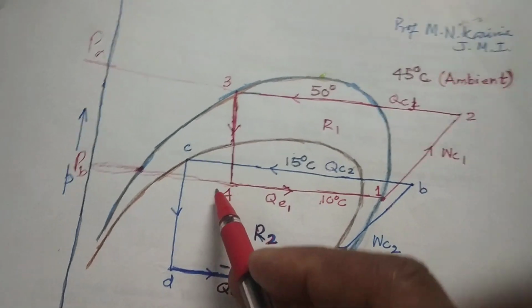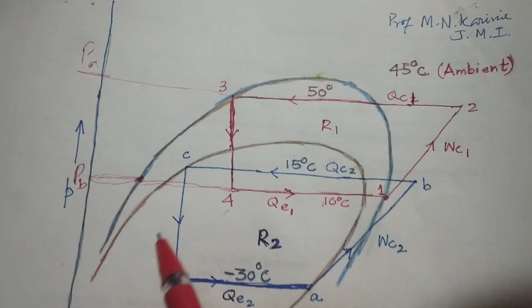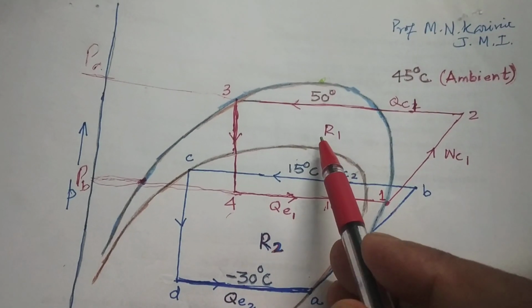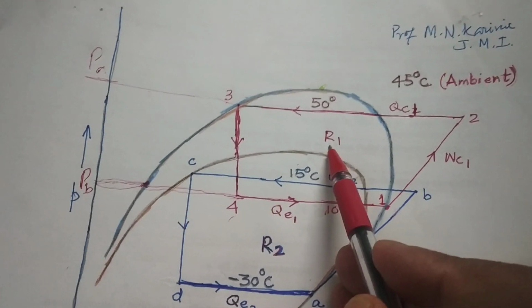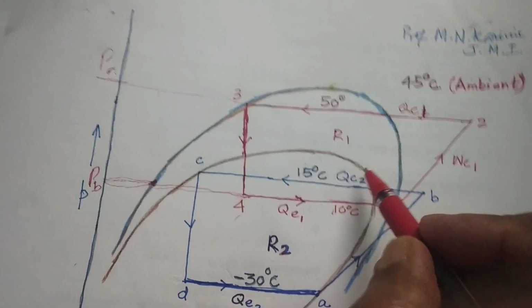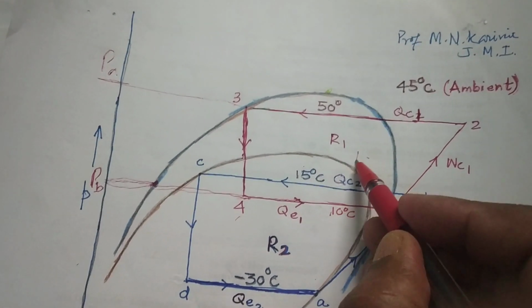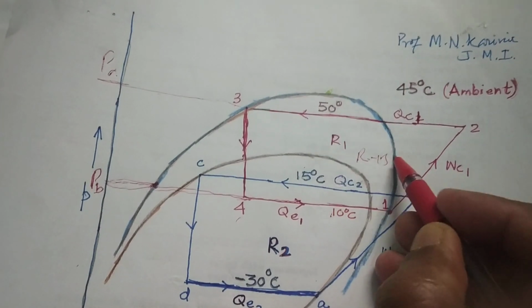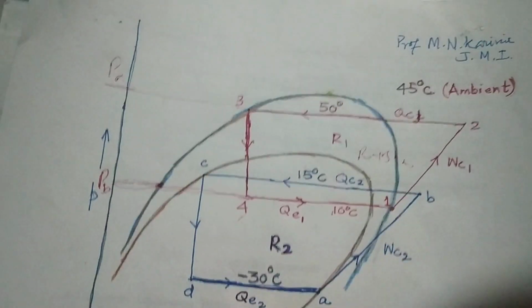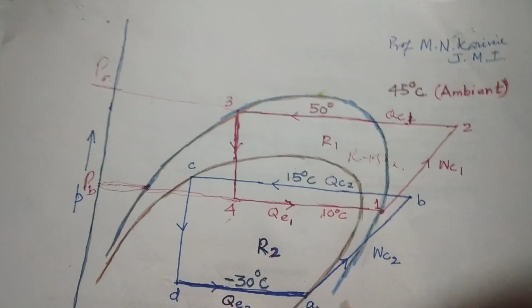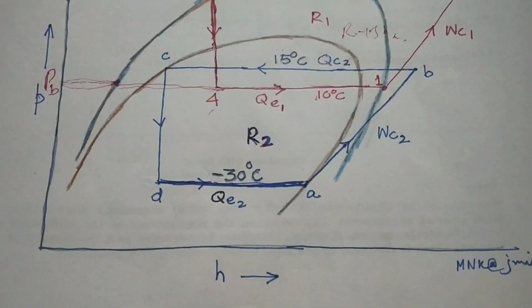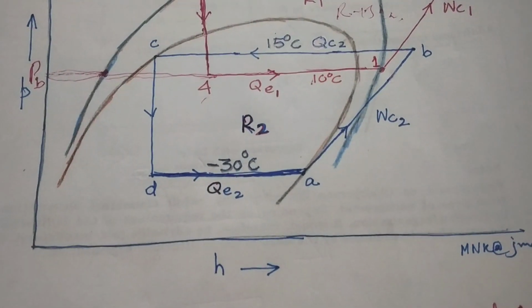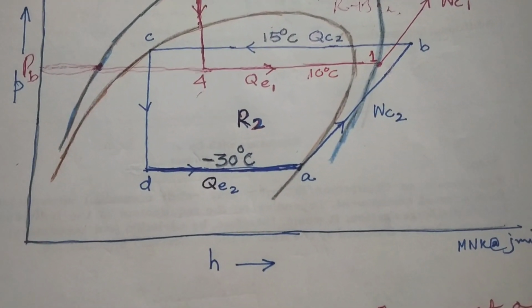Now this is clear. So PB pressure of the vapor compression system 1, which has R1 refrigerant, you can choose anything. You can choose R134A as a refrigerant which has 10 degrees centigrade temperature. That can be achieved with the help of R134A. Now let us again go to cycle number 2.